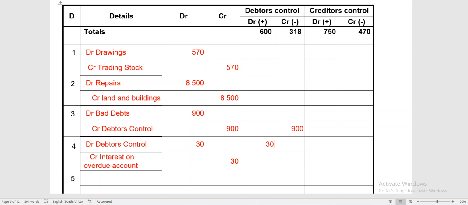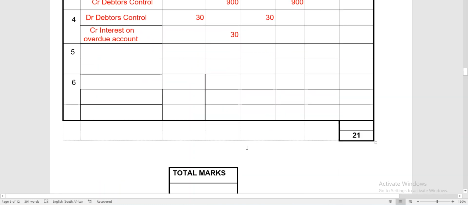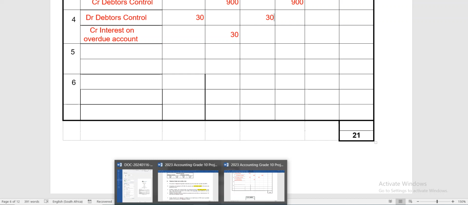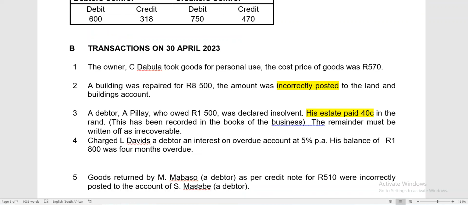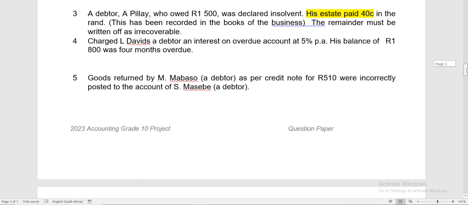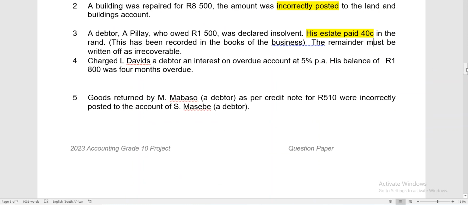So now let's check what the next transaction is saying to us. And most of the time on the general journal, they are not going to give you a lot of transactions, but you can also do this when they've given you transactions that are supposed to be recorded in the journals. So you just need to remember which accounts you are crediting, which accounts you are debiting, and whether they affect debtors control and creditors control.